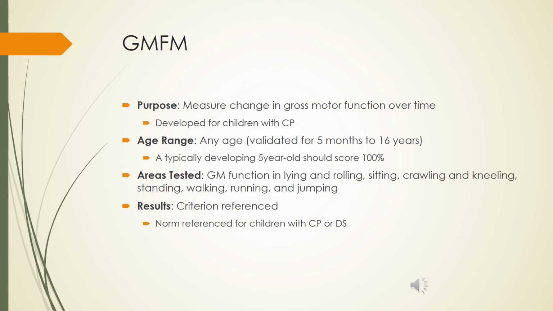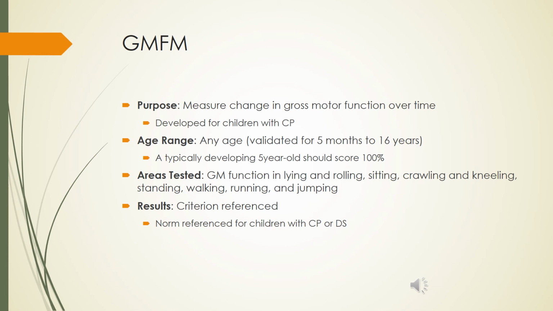It is specifically a criterion reference test for any kid that you're doing it with that doesn't have a diagnosis or that has a different diagnosis than cerebral palsy or Down syndrome, but they do have norm-referenced age comparisons for children through those age ranges of 5 months to 16 years old for kids that do have a diagnosis of cerebral palsy and Down syndrome. So it is both criterion referenced and norm referenced, but norm referenced only for those two diagnoses.